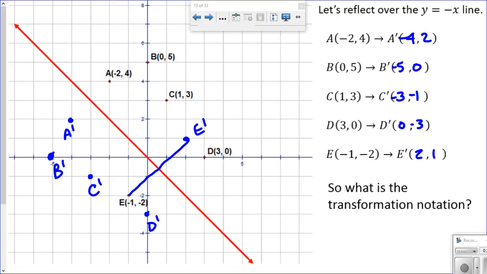So what's the pattern here? What's going on here? Well, what's happening is you're switching them again like we did with the y equals x, but we're changing both signs because 4 used to be positive, now it's negative, and 2 was negative, and now it's positive. Here, you're switching and negating, but 0 we can't negate. Here, switching and negating, so it's like the contrapositive.